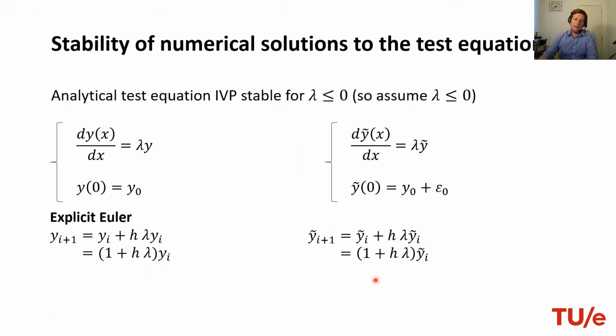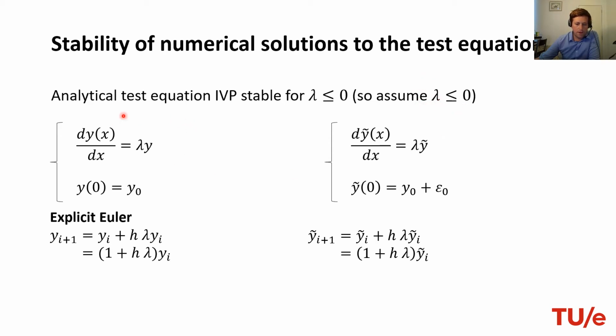Let's now look at what happens if we apply numerical algorithms to this test equation and what remains of the stability of the numerical solution to the test equation. We know that the IVP is analytically stable for lambda smaller or equal to 0. So let's assume that the IVP is stable, so we assume that lambda is smaller than or equal to 0.